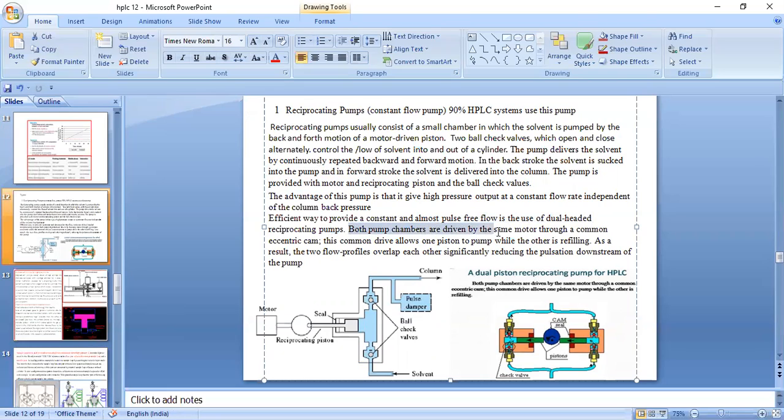Both pump chambers are driven by the same motor through a common eccentric cam. This allows one piston to pump while the other is filling. As a result, the two flow profiles overlap with each other, significantly reducing the pulsation downstream of the pump.